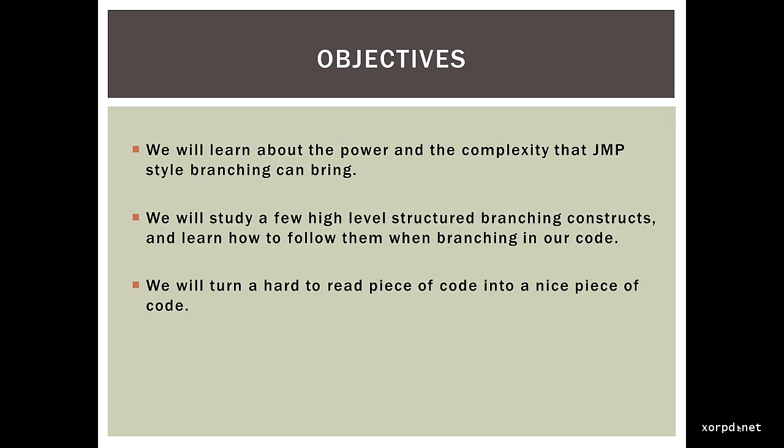Objectives of the lesson. We will learn about the power and the complexity that jump-style branching can bring. I remind you that those are the kind of instructions that we have just learned about. The instructions that allow us to take decisions and maybe create complex loops. We will study a few high-level structured branching constructs and learn how to follow them when branching in our code. We will turn a hard-to-read piece of code into a nice piece of code.